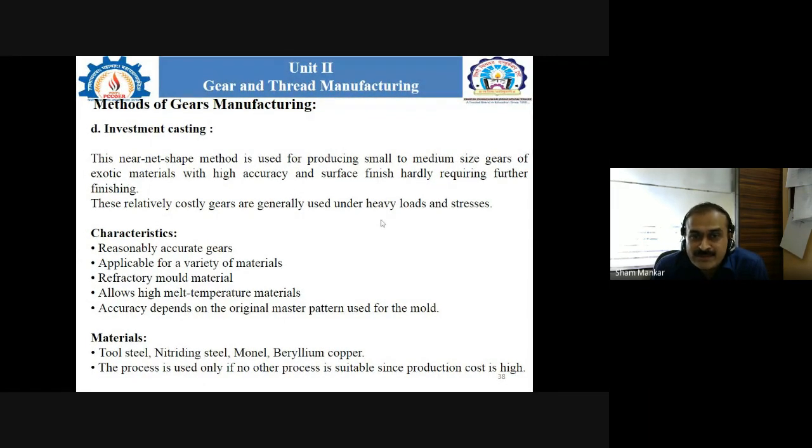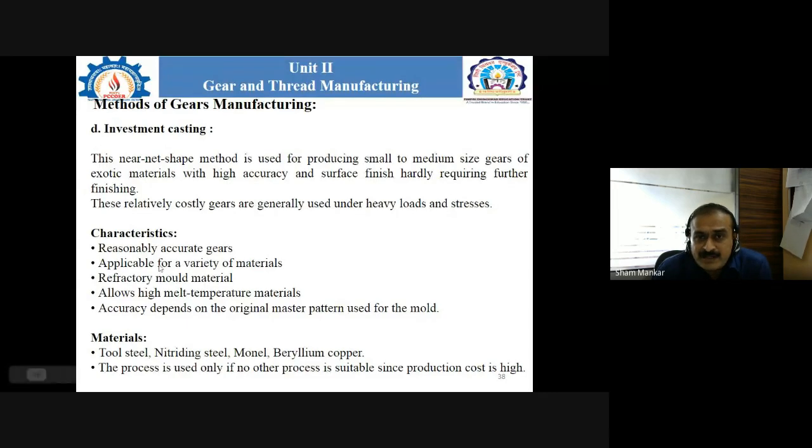Likewise, when we want to perform the investment casting process, we must know what kinds of material are available for making the gears. Tool steel is there, then nitriding steel, then monel, then beryllium copper. Okay, so these are the variety of materials that we can consider for gear making by using investment casting. Apart from that, some important features of investment casting for making the gear: it gives reasonably accurate gears because we get an excellent surface finish as well as high accuracy of the gear.